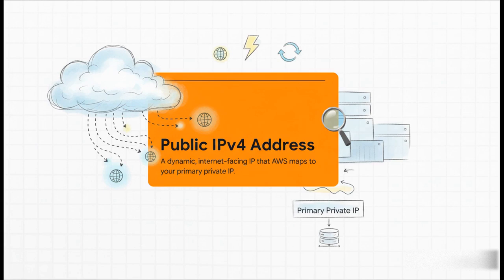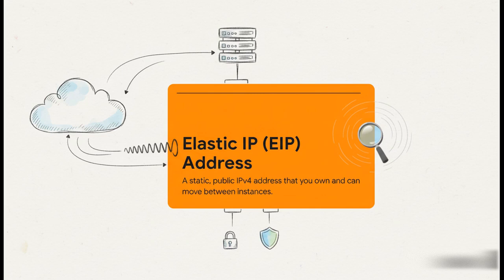Okay, so what about talking to the public internet? For that, AWS can assign a public IP address. AWS takes care of all the behind-the-scenes magic, mapping this public address to your primary private one. But here's the catch, and it's a big one. This address is dynamic. If you stop and restart that instance, you're probably going to get a whole new public IP, which makes it totally unsuitable for things that need to be stable, like a DNS record. So for that permanent public-facing address, you need something different, and that's where the Elastic IP, or EIP, comes in. This is a static public address that you actually control.